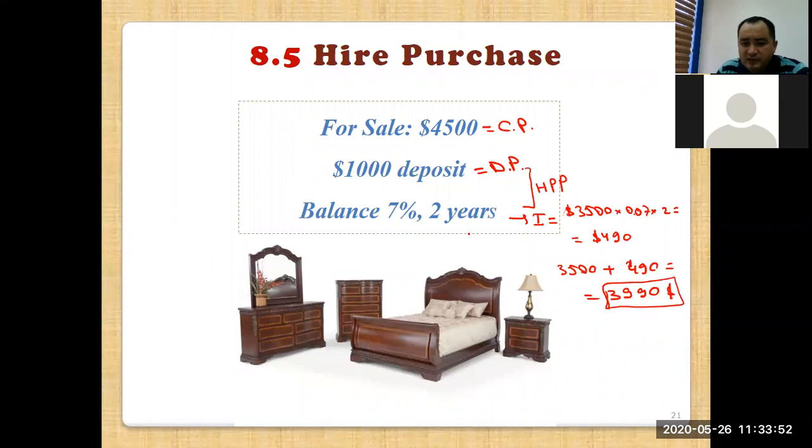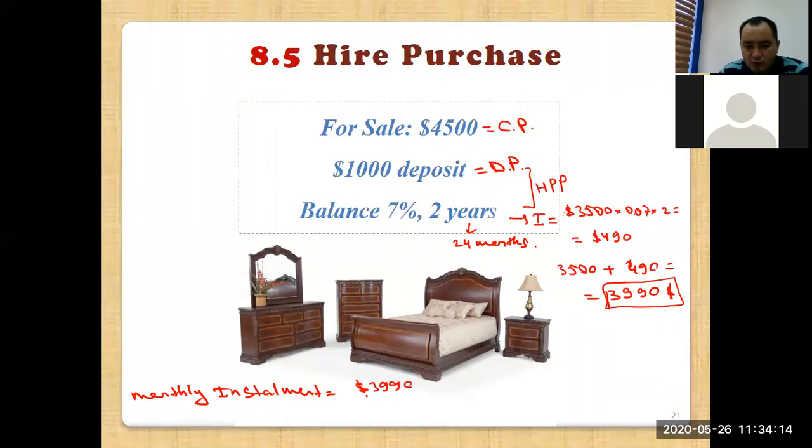Now it says 2 years. What is 2 years? 2 years is 24 months. So now if I evaluate here, the monthly installment is equal to the total amount we have to pay, that is 3,990 over, and how many months are we going to do this? 24 months, which is equal to 3,990 divided by 24. That's equal to $166.25.